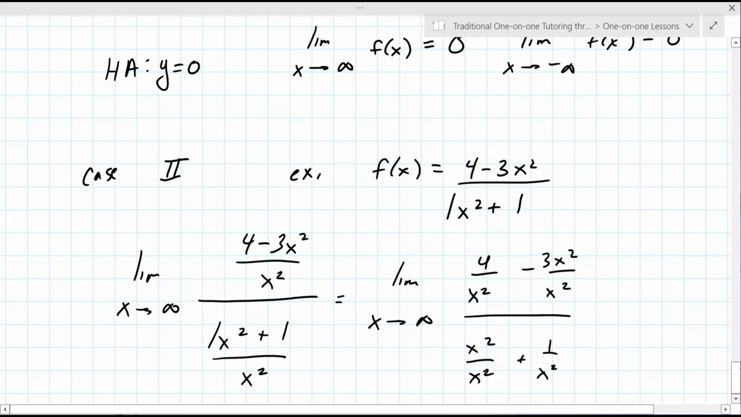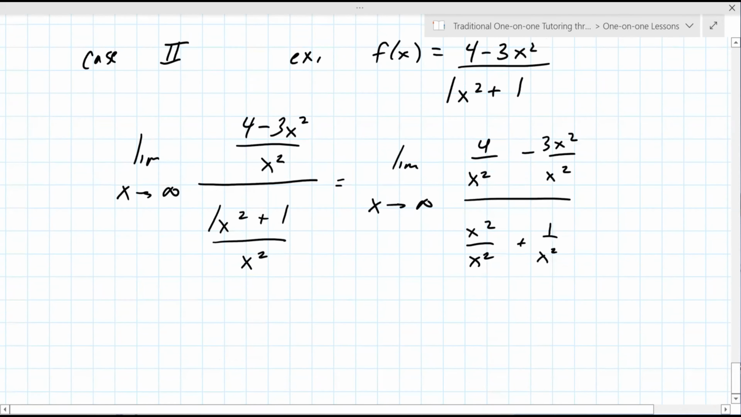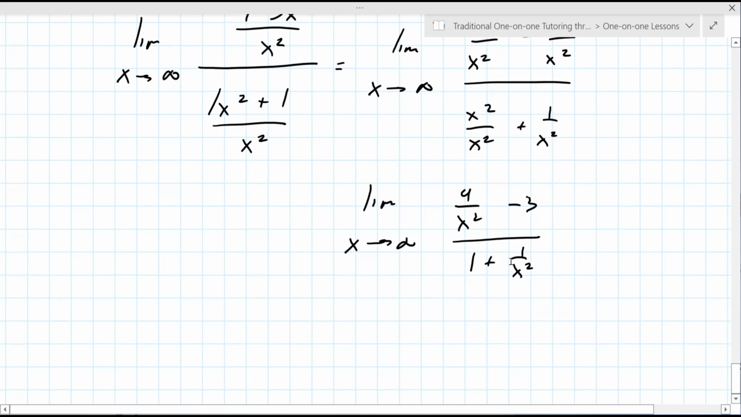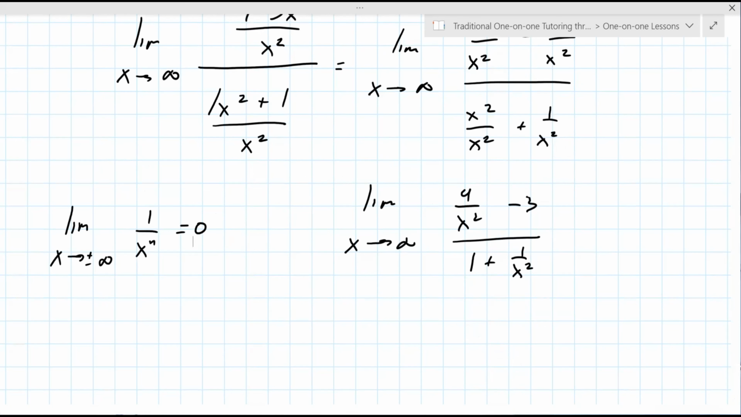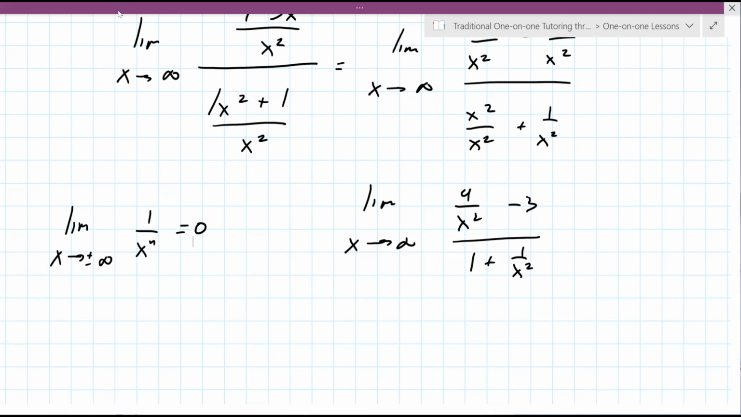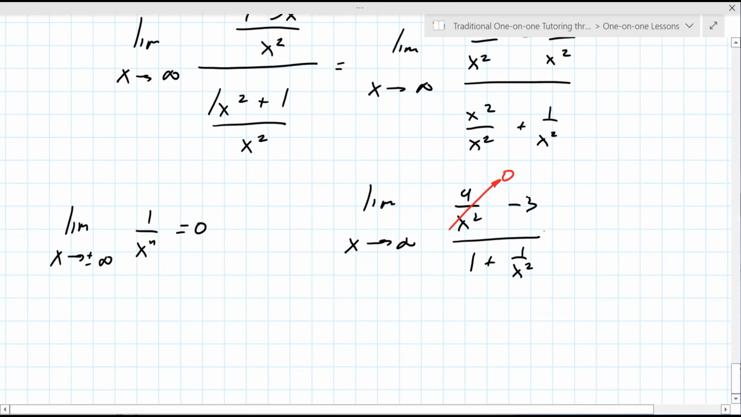If this is confusing, you can just forget it after the lesson because you may not see it again. But it ends up being the limit as x approaches infinity of (4 over x squared minus 3) over (1 plus 1 over x squared). And then at some point in the course, you're told that the limit of 1 over x to the n, as x goes to plus or minus infinity, is always 0. That's useful because it tells you that this 4 over x squared goes to 0, and this 1 over x squared goes to 0. So this whole limit becomes minus 3 over 1.